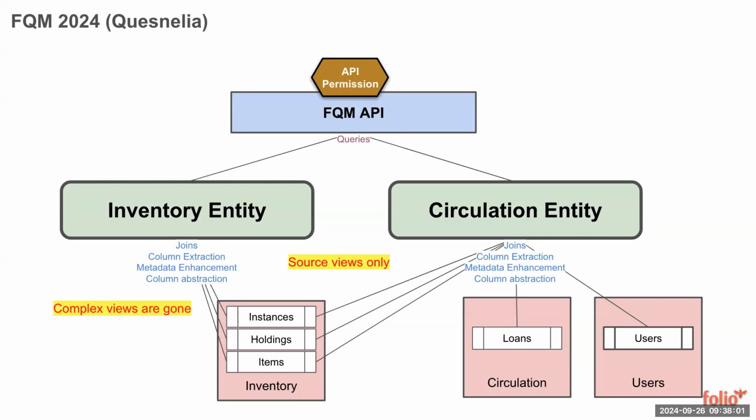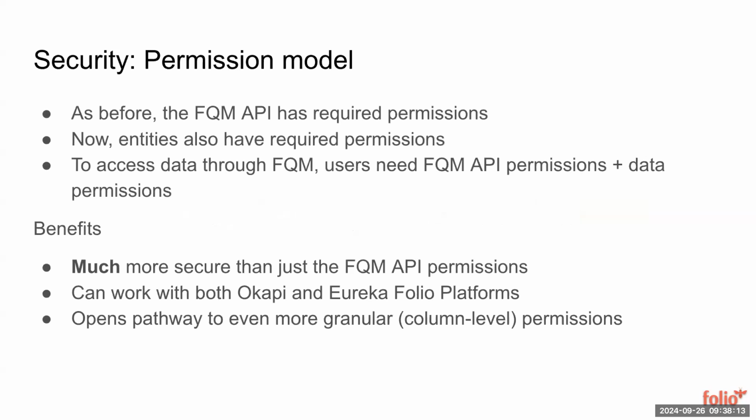So as I pointed out here, you have this permission at the top. FQM would rely on a single permission that lets you run FQM calls or not. It's an API level thing. So that's not great security-wise. So now we're introducing permissions at the entity level. So instead of saying you have permission to run a query, and you can run a query on users, you can run a query on whatever entities are there, now we have permissions specific to the actual entity that you're trying to consume through FQM.